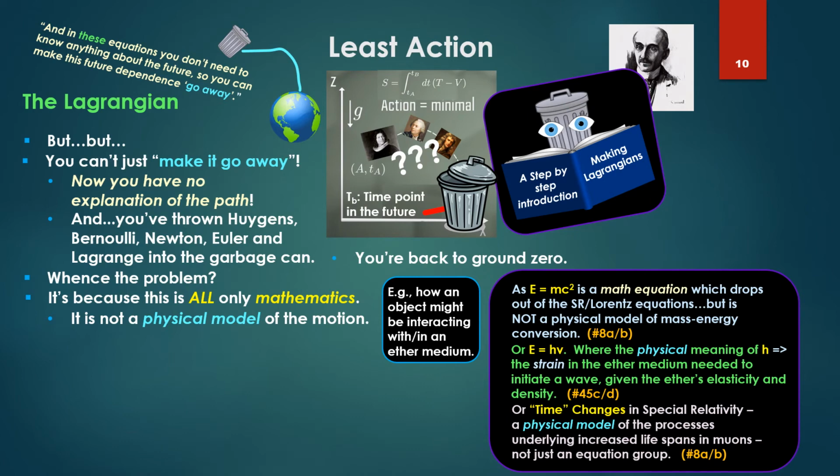Or, quote, time, unquote, changes in special relativity. That is, we'd actually have a physical model of the processes underlying the increased lifespan in muons. It is a physical model of the retardation of aging, of the physical processes involved in aging and why they're retarded. Not just an equation group or transformation within the Lorentz transformations and nothing more.